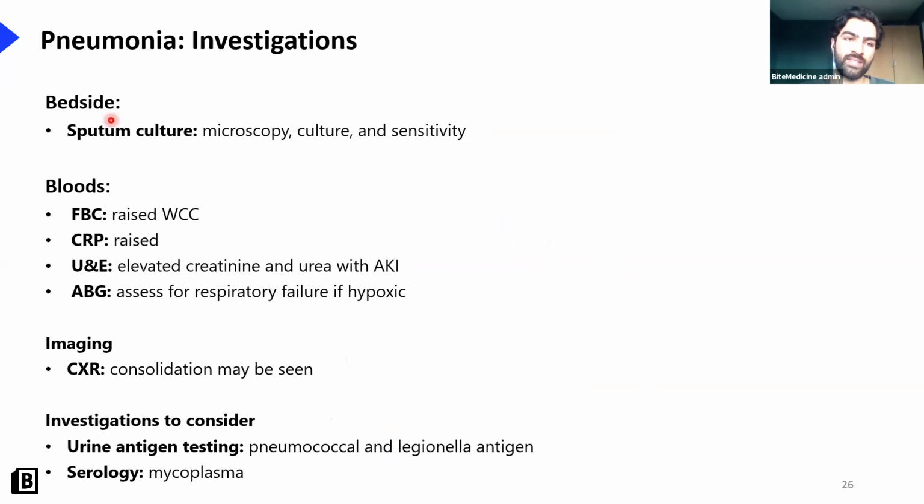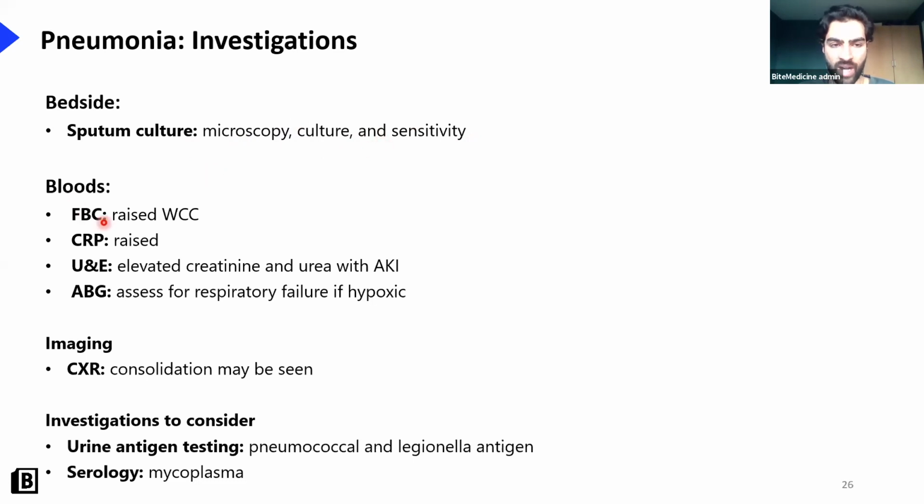How are we going to investigate this? Starting off at the bedside, sputum culture is the key. You want to get the patient's sputum, send it to the lab for microscopy, culture, and sensitivity. Microscopy means gram staining. Culture means you grow the bacteria and you can see exactly what bacteria it is. Because even though if we gram stain it, it's gram positive, there's lots of different types of gram positive bacteria. So we want to know exactly what type of bacteria it is, and we do that with culture. And sensitivities tell you which antibiotics the bacteria is susceptible to, or resistant to, for that matter.